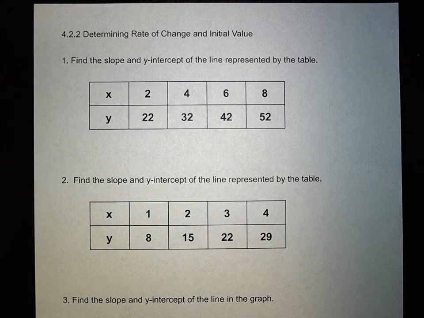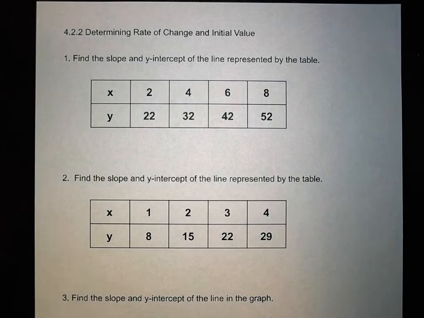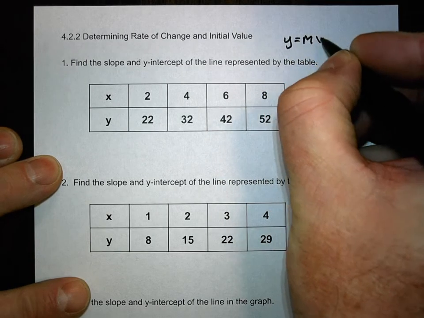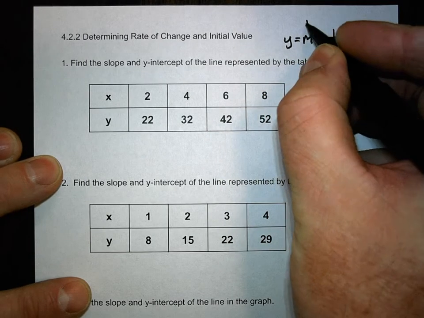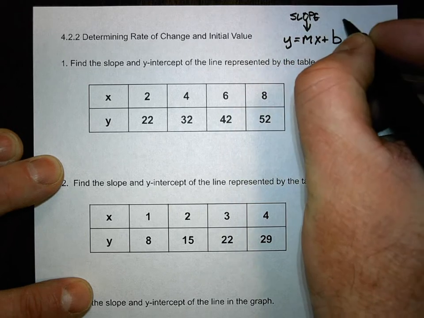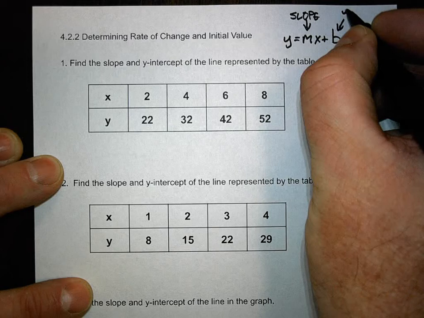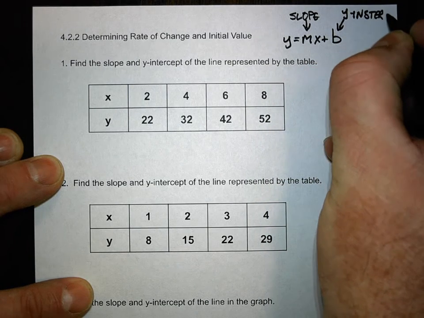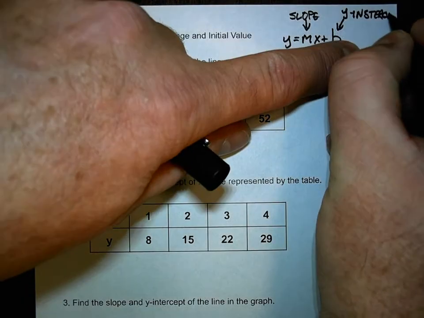Alright, so today we're going to talk about non-proportional lines, how to find them with just data. Remember, it's all about m and b, the slope and the y-intercept. We know the equation we're using right now is y equals mx plus b. What is m? The slope. And what is b? Starting point. The y-intercept. Or starting point or starting value.